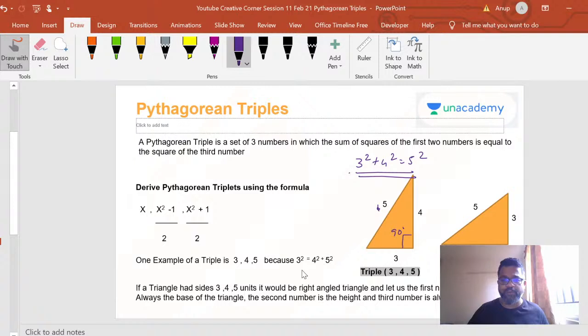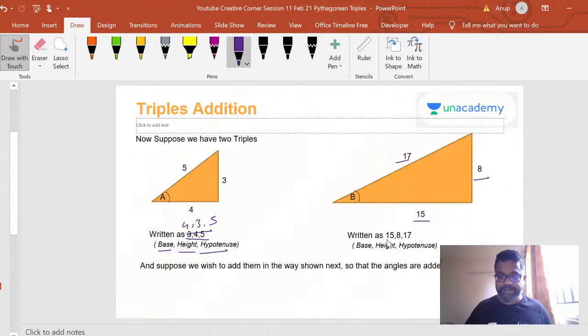What's the base? I apologize here, this should have been corrected. This should have been written as 4, 3 and 5: the base, the height, and the hypotenuse. See here, 15, 8 and 17: base, height, and hypotenuse.